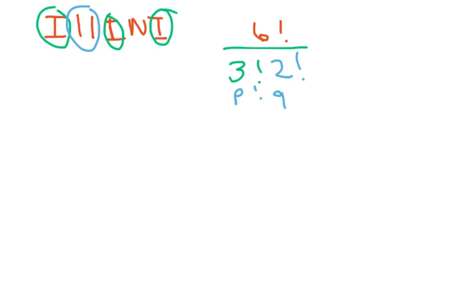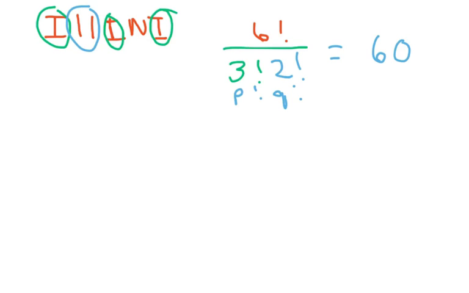Let's try 3 more. We have Illiana. I'll make this capital so it's not confusing. All right, so our total again is 6 factorial, but we have 3 I's. So we divide by 3 factorial. We also have 2 L's, so that's over 2 factorial. This is your p factorial and q factorial. And our total would be 60.